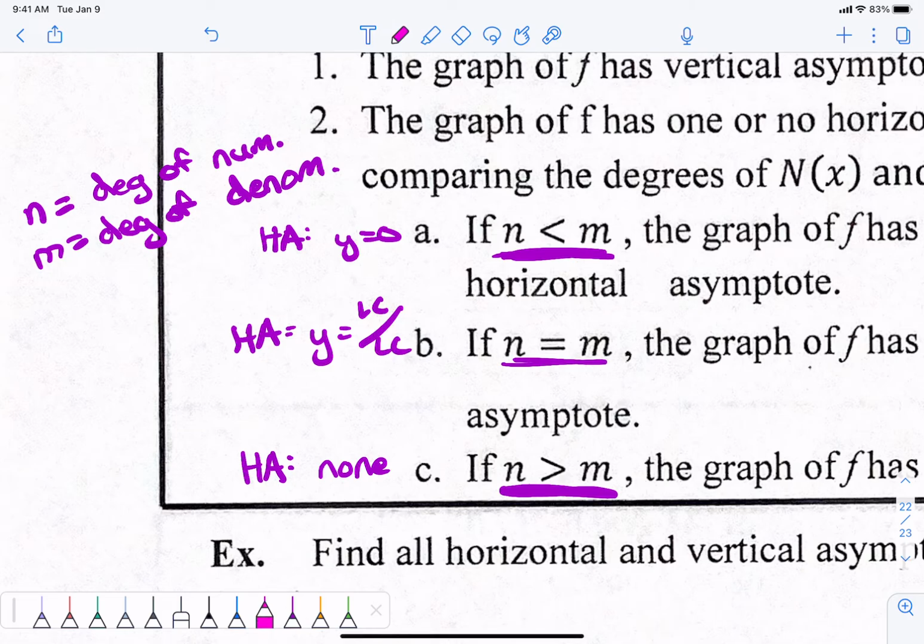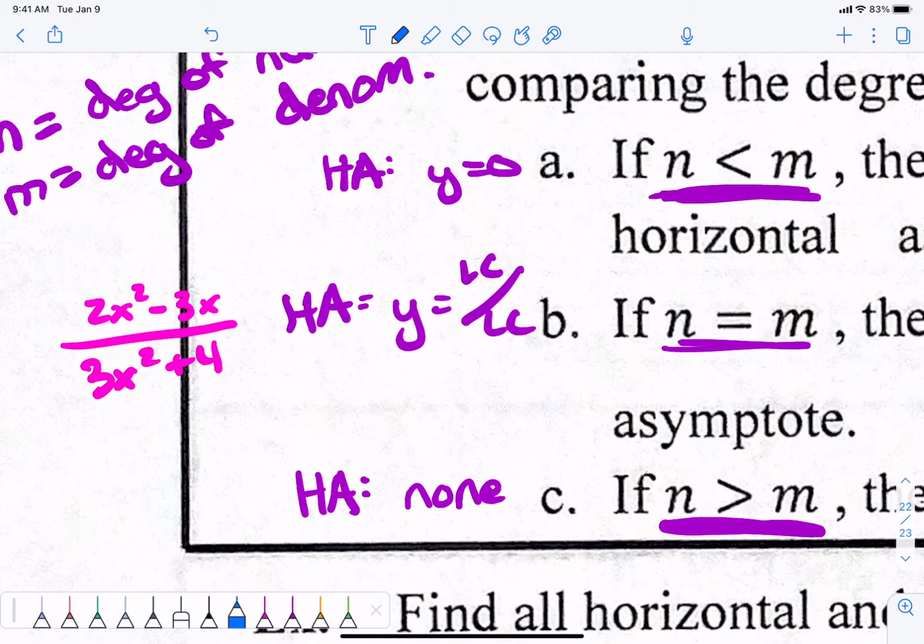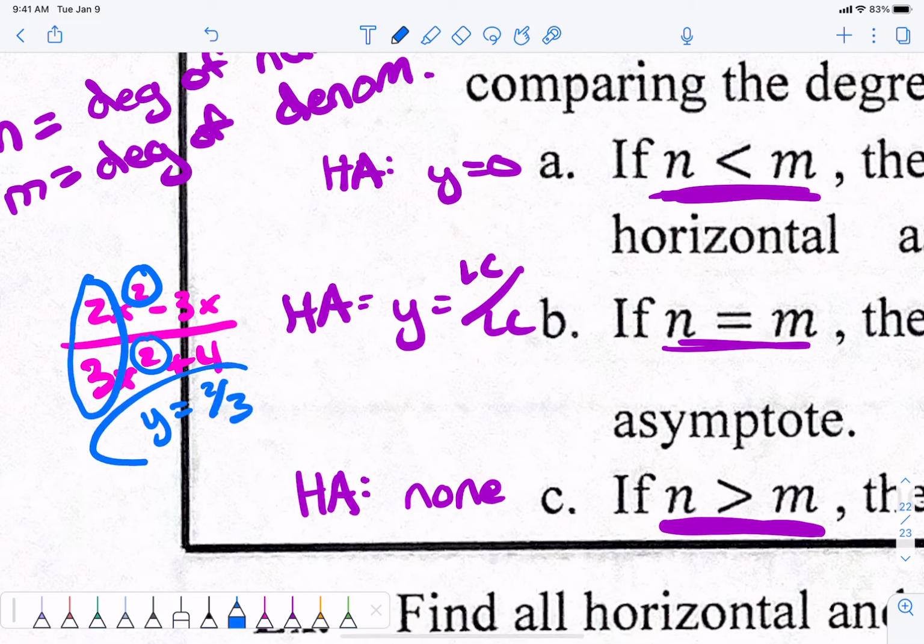An example of that would be, let's say I have 2x squared minus 3x over 3x squared plus 4, okay? My n is the highest power of the top, which is 2. The m is the highest power of the bottom, which is 2. So I look at the leading coefficients. My HA would be at y equals 2/3, which would be a horizontal line at 2/3. And that's where my horizontal asymptote would be.